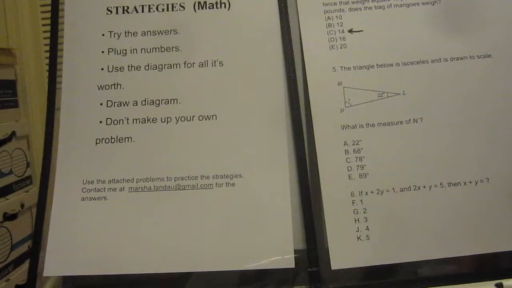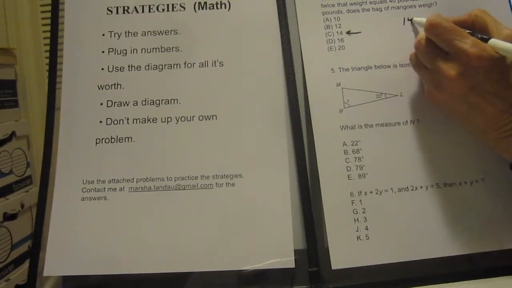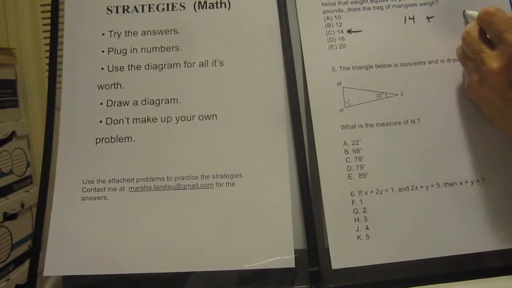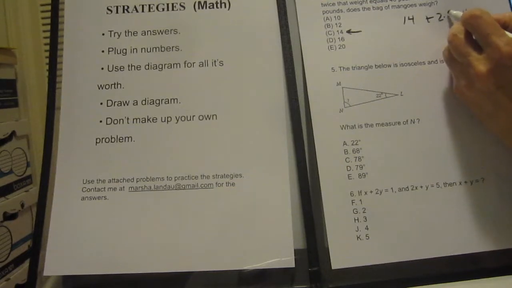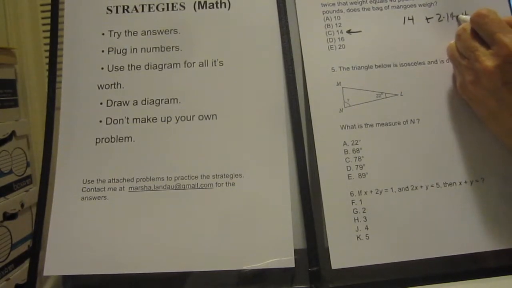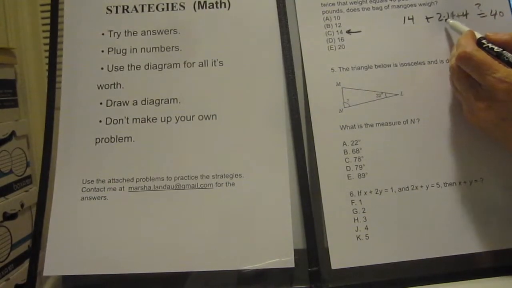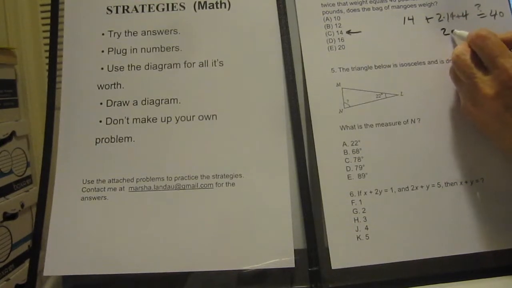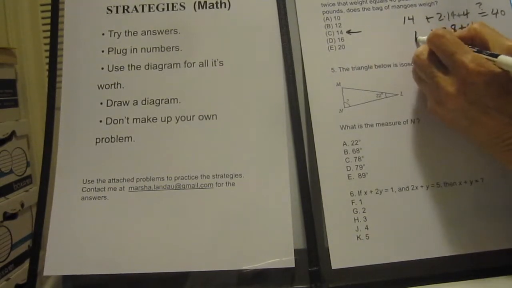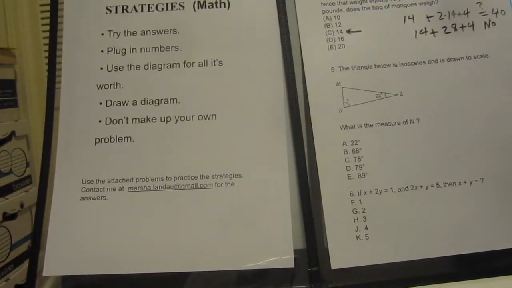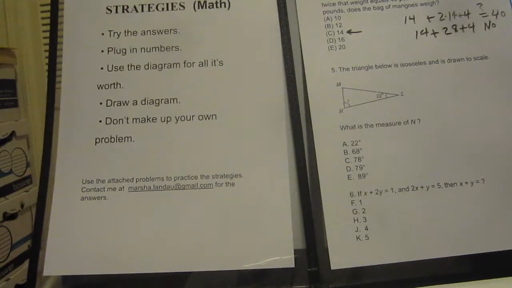So 14, the weight of the bag of mangoes, plus 4 more than twice that weight, is that equal to 40? So 2 times 14 is 28, plus 4 is 32, plus 14, no. Okay, that didn't work. Can you see why it's good to start in the middle? Because I believe that I can tell now that that's too big.